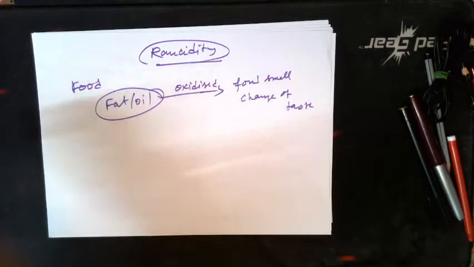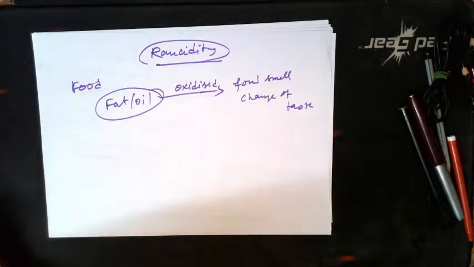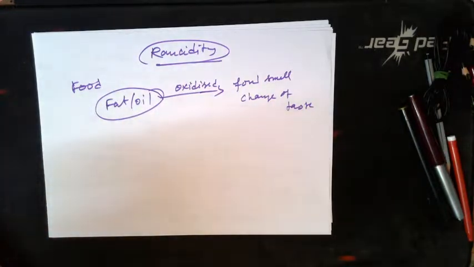is called rancidity. So what is rancidity? Rancidity is nothing but the change of taste and mal odor or foul smell from the food containing fat and oil. This is due to what? This is because of oxidation of fat and oil.